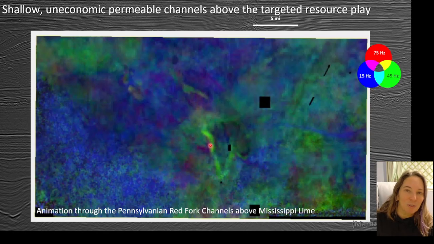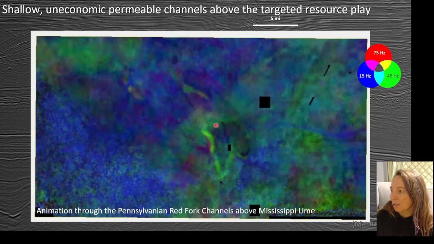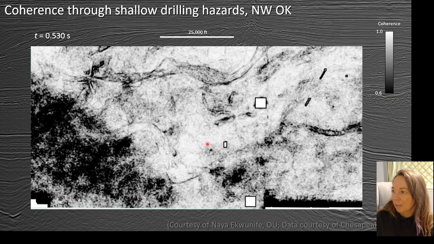And so I've mentioned the Red Fork before in previous lectures. This is a really tricky seismic area to work with because these channels are very, very hard to find. Here's the same area looking for those drilling hazards of the Red Fork in northwest Oklahoma, but now looking at coherence. And so you can see some aspects of the channel in this image too.